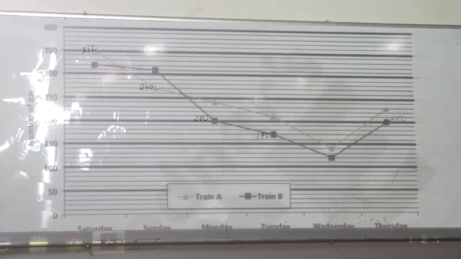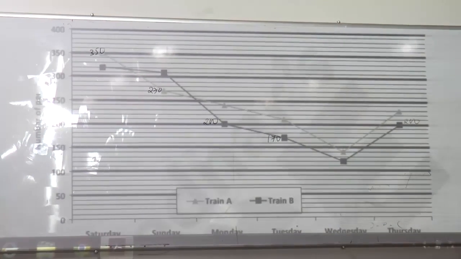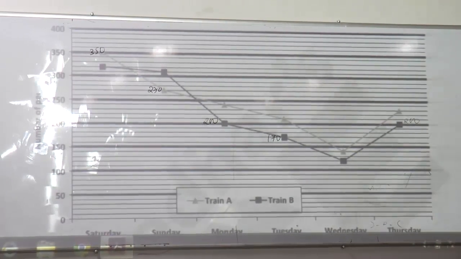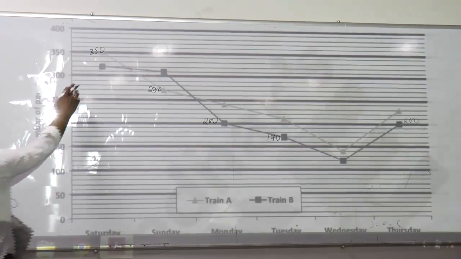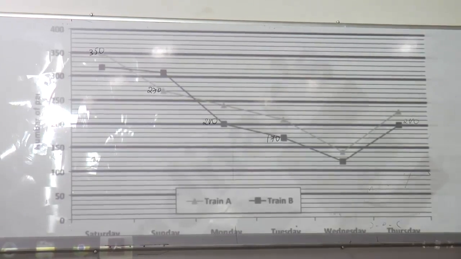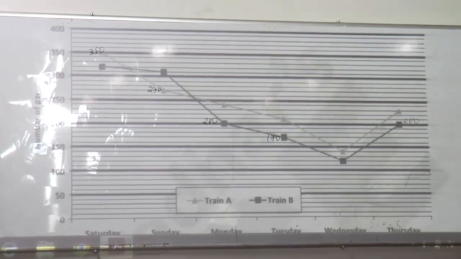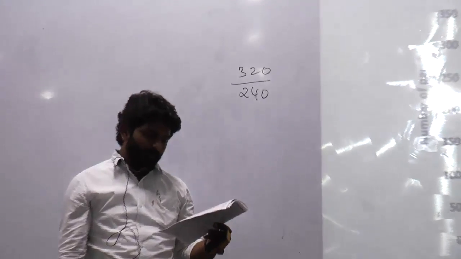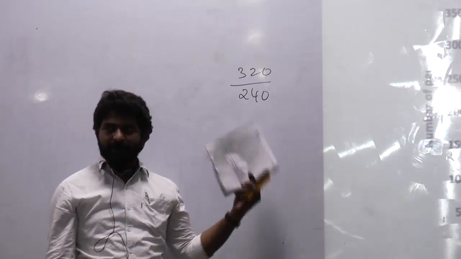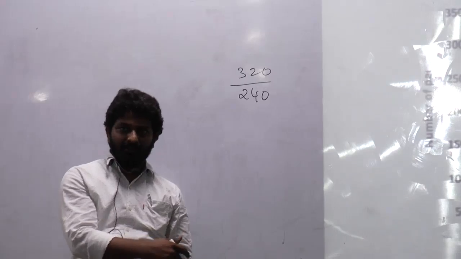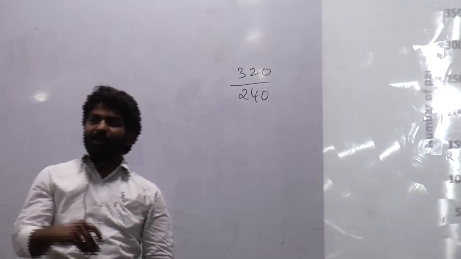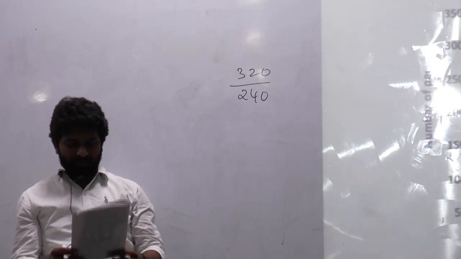We are asked about ratio. Ratio of passengers on train B on Friday and Saturday. Friday it is 240. Saturday, how many are here? 320. So it is 320 by 240. 0, 0 cancel. 8 4 times, 8 3 times. 4:3. Friday to Saturday is the inverse, 3:4.